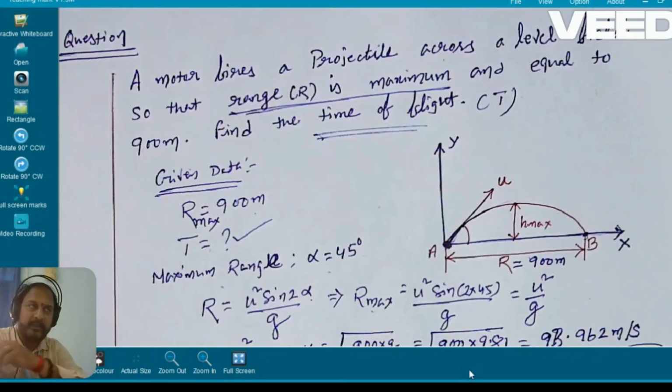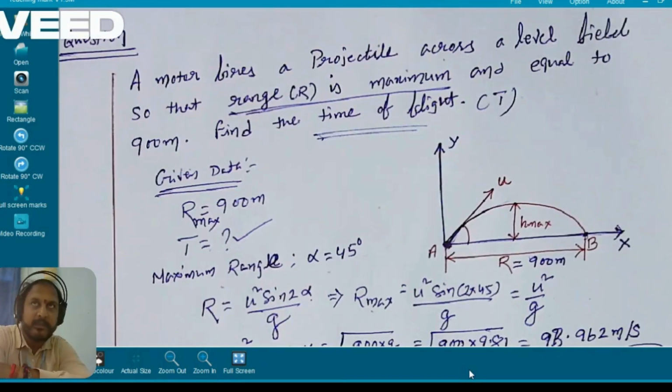Hello students, today we are going to solve a problem on projectile motion. Here you can see the motor fires a projectile across a level field so that range R is maximum and equal to 900 meters. Find the time of flight, that is, time of flight is designated as capital T.